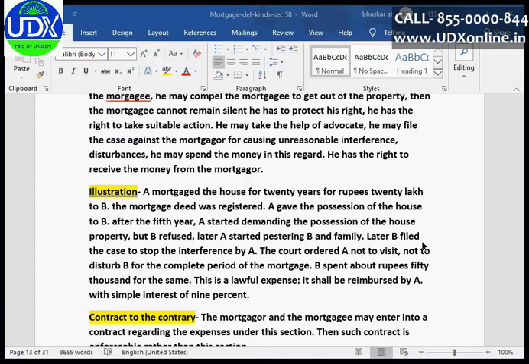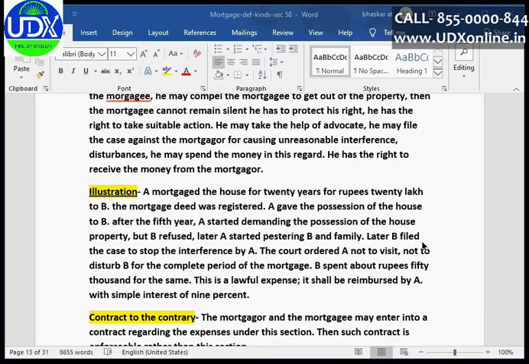Now the question here. Consider this engineering student got a very good lawyer. He said, don't worry, I will teach that man a lesson. So that lawyer gave a notice to the mortgager saying, you should not interfere with the lawful possession of my client.